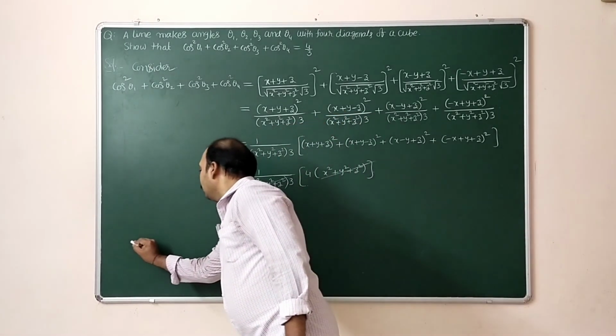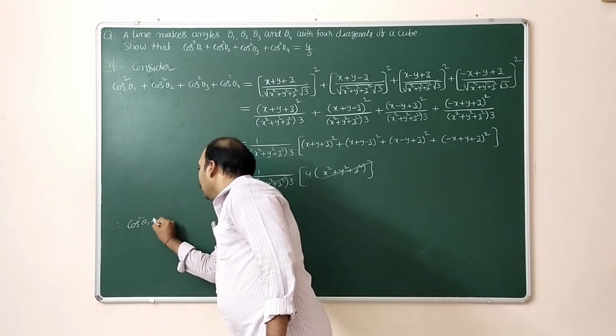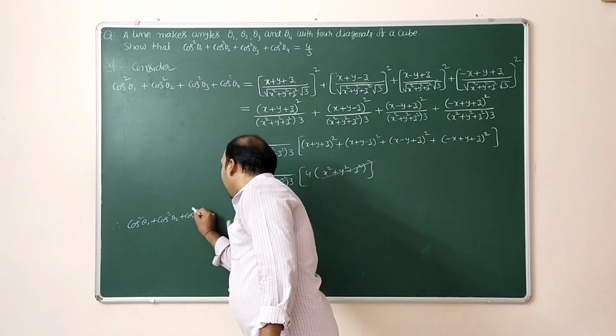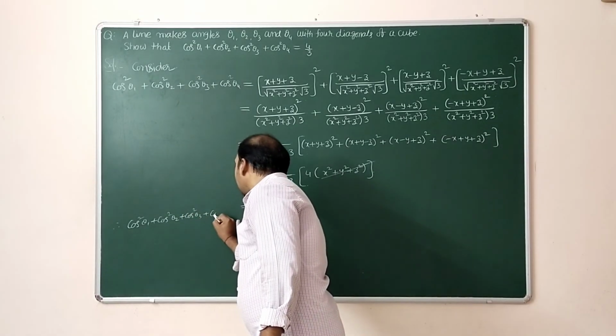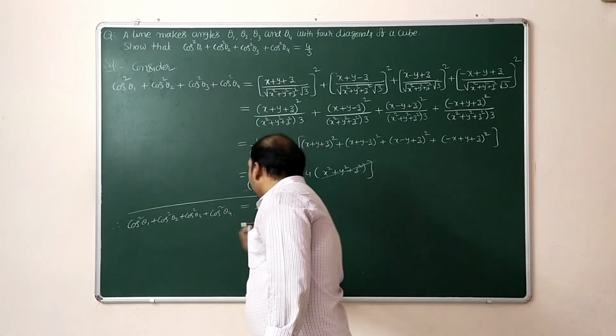Therefore, cos square theta 1 plus cos square theta 2 plus cos square theta 3 plus cos square theta 4 is equal to 4 by 3. Hence proved.